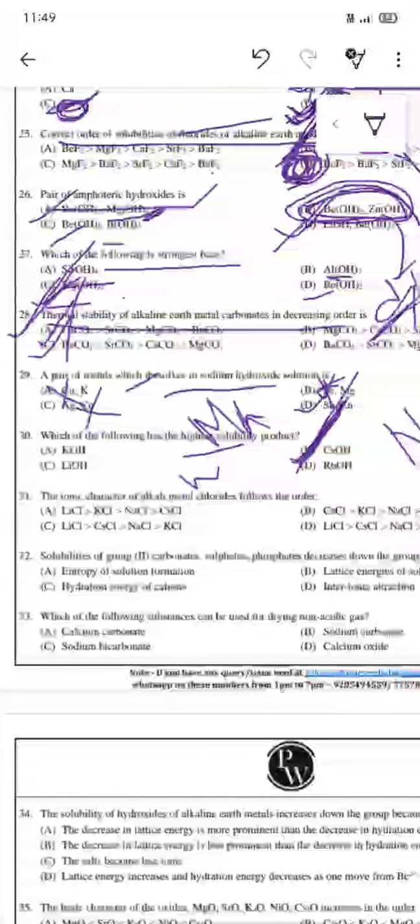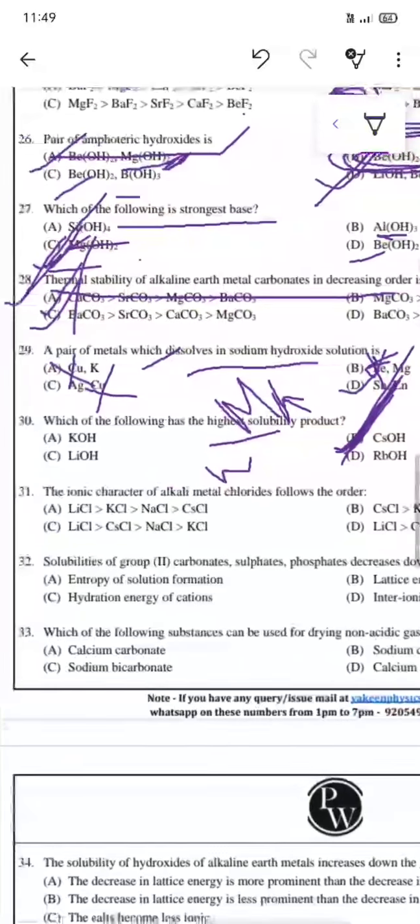Maybe you may complete it in 20 minutes, 10 minutes also.